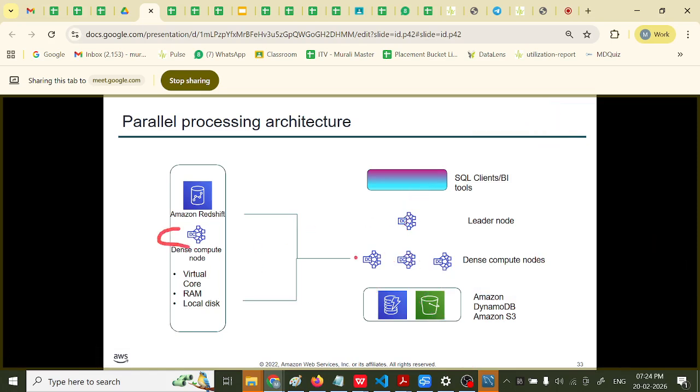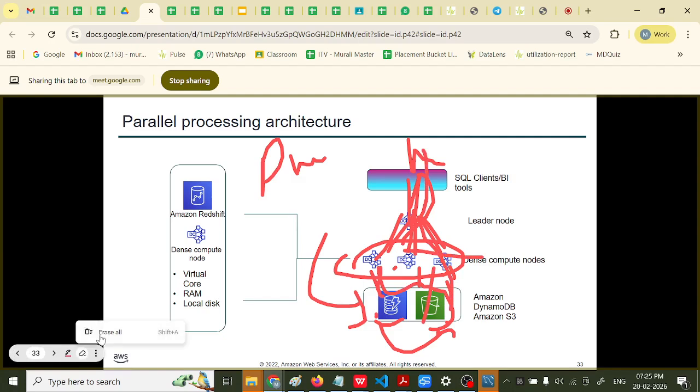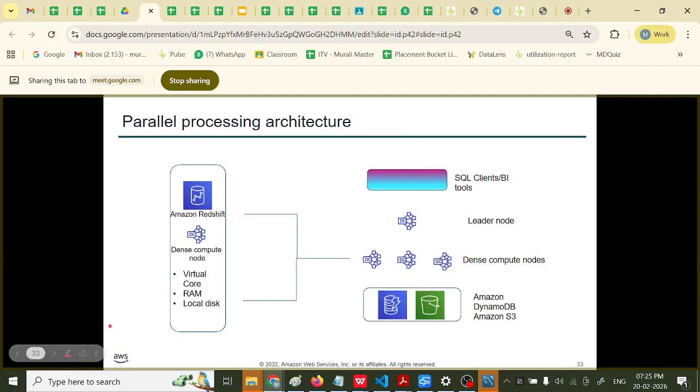Here, the dense nodes are nothing but your same server, with virtual core, RAM, local disk, everything, a normal server. It will be accessing your database and Amazon S3, your bucket. So they'll be able to access the data faster and send it back to us. It's just a data warehouse, right? The data is already there in the database and the storage. When the client asks, it simultaneously comes from the three servers already in the worker nodes, they take it and give it back to the leader node, and it will send it back. It's called your parallel processing architecture.